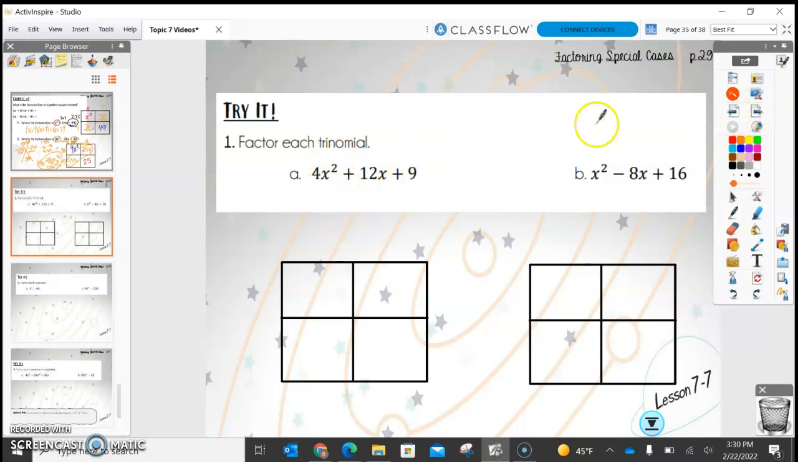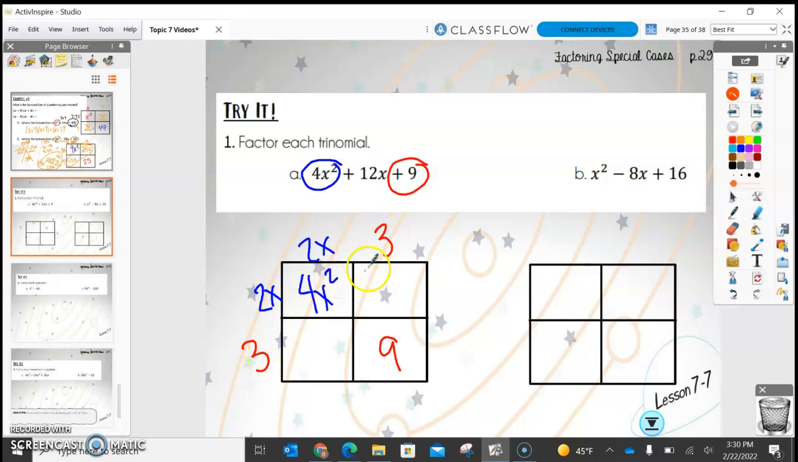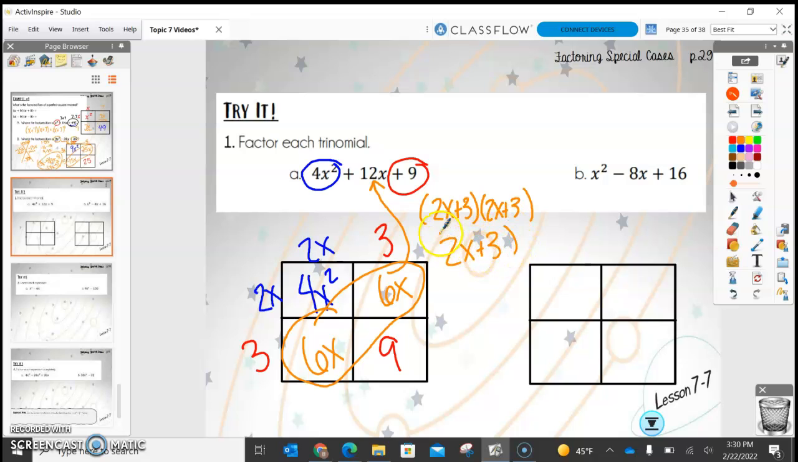So let's try one more. I've got a 4x squared. Let's see if we can follow this shortcut. 4x squared and a 9. They're both perfect squares. So 4x squared would be 2x times 2x, because 2 times 2 is 4. To get my 9 in my bottom right one, I'd have 3 and 3. It's always worth a check. What's 3 times 2x? That would give me 6x. What's 3 times 2x here? Another 6x. Did I get my 12x like I wanted? Sure did. My factored form would be 2x plus 3 times 2x plus 3. Or, if you had to choose, it could be written as 2x plus 3 squared.